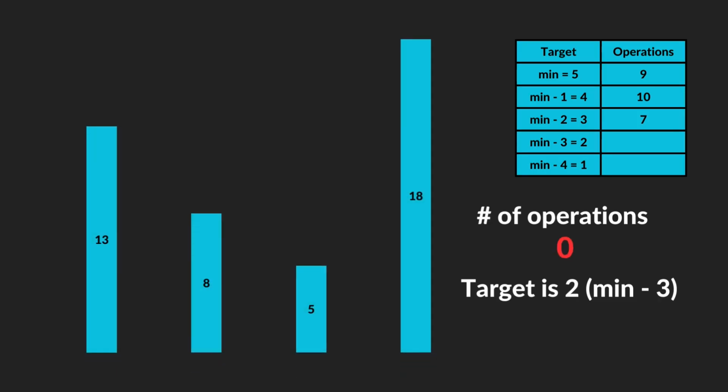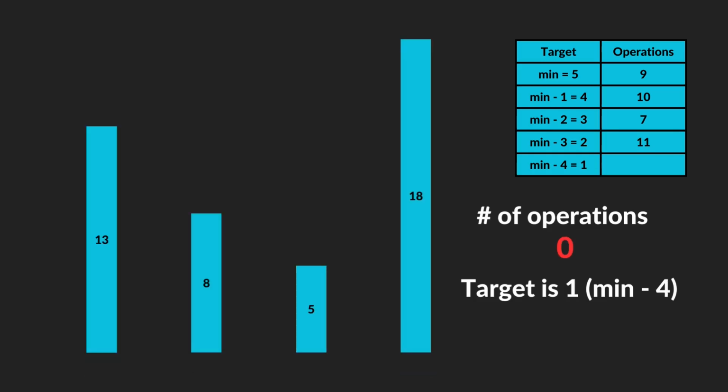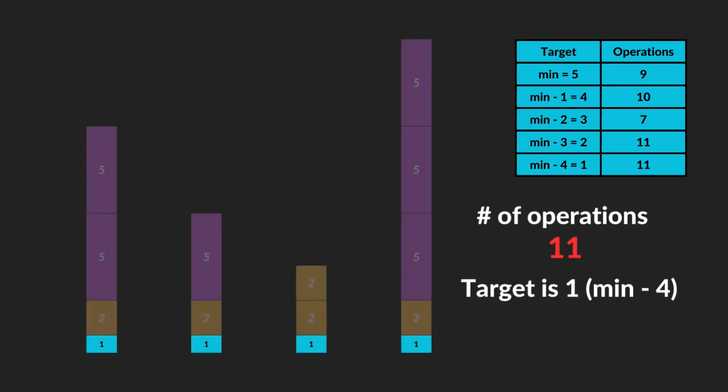All right, let's keep going. Here our target is 2, and we see a total of 11 operations. Let's get a target of 1, which shows another 11 operations. We can see our optimal point here is when the value for our target is 3, which is our min value, 5, minus 2.